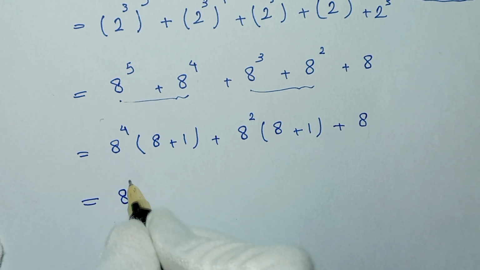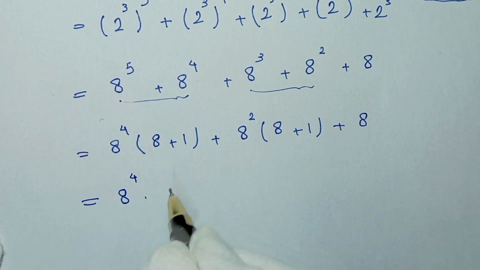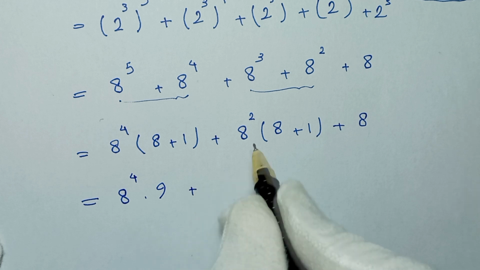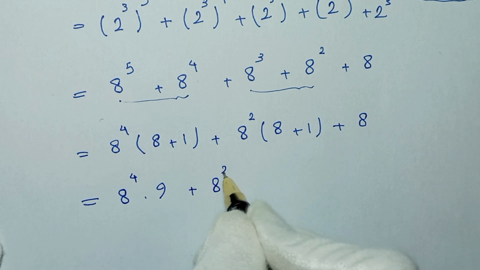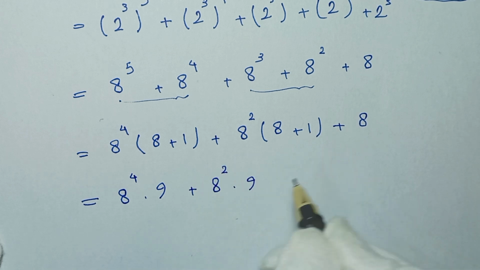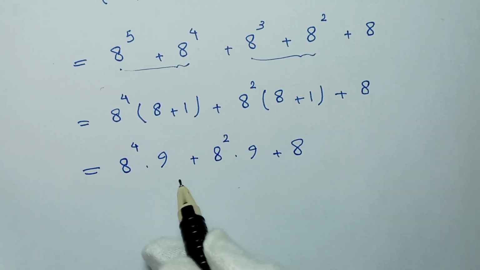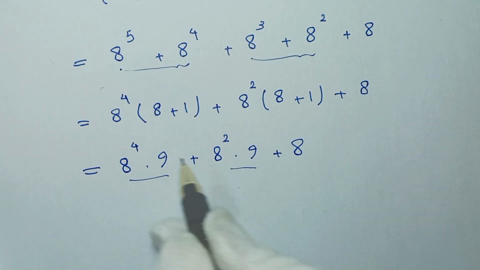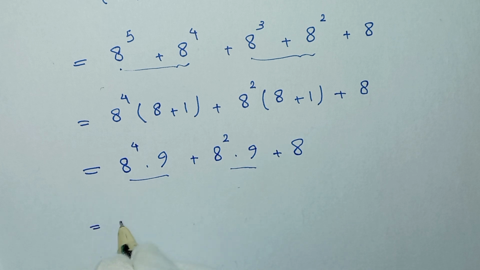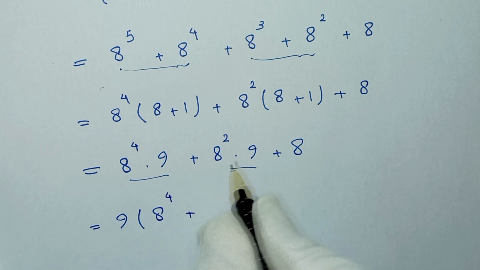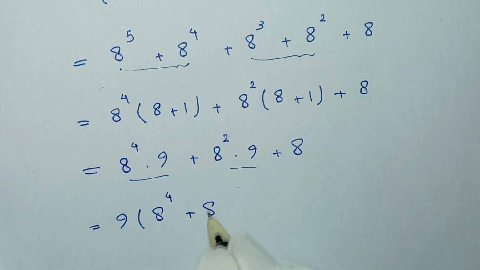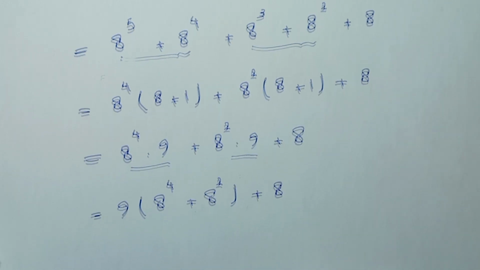8 to the power of 4 times 8 plus 1 is 9, 9, plus 8 to the power of 2 times 9, and this 8. And here, this 9 and this 9 are common. So we factor this 9, and this divided by this is 8 to the power of 4, plus this divided by this is 8 to the power of 2, plus 8.